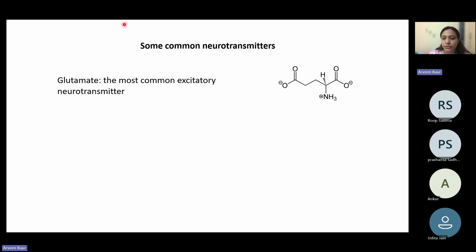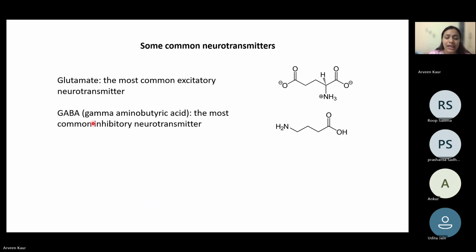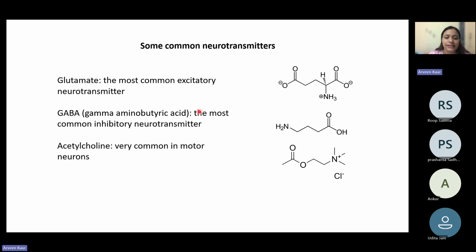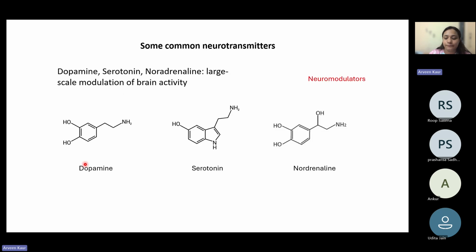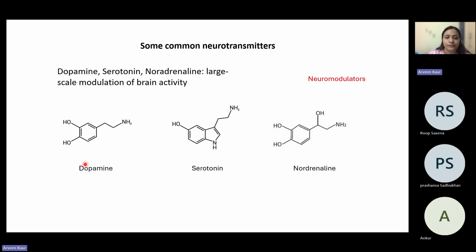Then let us go through some common neurotransmitters, one of which is glutamate. It is the most common excitatory neurotransmitter. Then comes GABA, that is gamma aminobutyric acid. It is the most common inhibitory neurotransmitter that is present. Then there is acetylcholine, which is very common in the motor neurons. So those three were neurotransmitters.